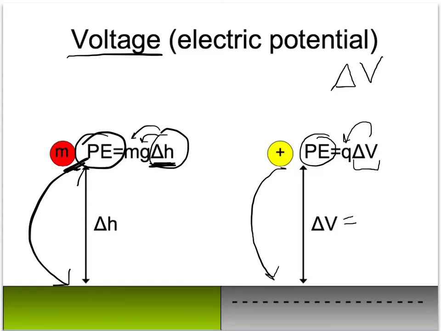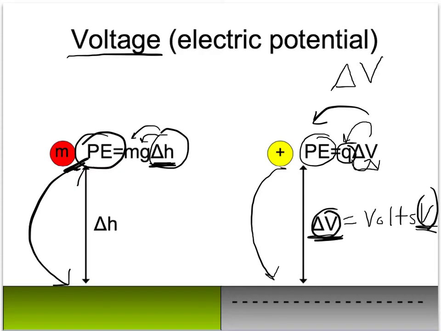In fact, when we measure electric potential, the unit for it is volts, V. So the symbol for this thing and its units are the same. It's going to be a little confusing maybe, but basically the symbol is delta V and the units for it are V, volts. And again, if you multiply charge times electric potential, you get potential energy.